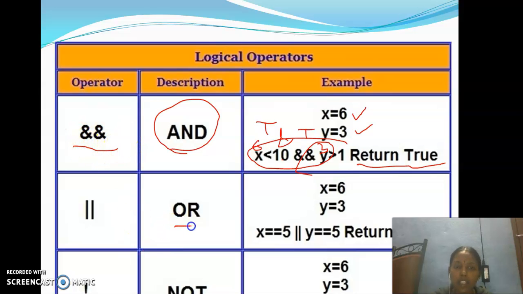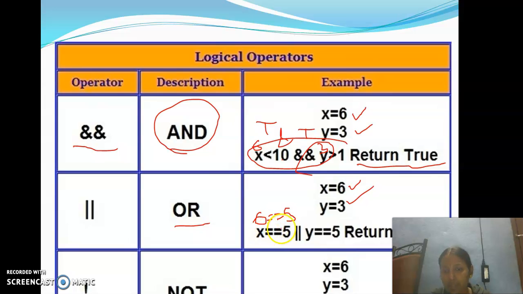Now the next operator is the OR operator. That means OR means nothing but what? This or that. Now here x is 6, y is 3. What is the value of x we have here? 6. Is 6 equal to 5? Now what operator are we using? We are using the comparison operator, that means double equals. We call it a relational operator, and we can also call it a comparison operator.